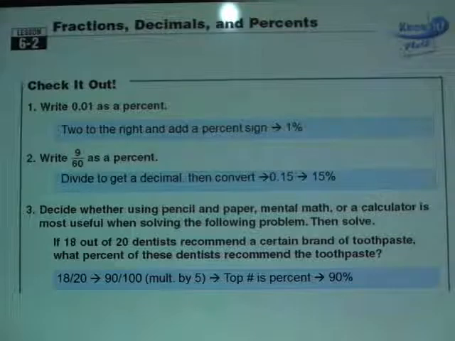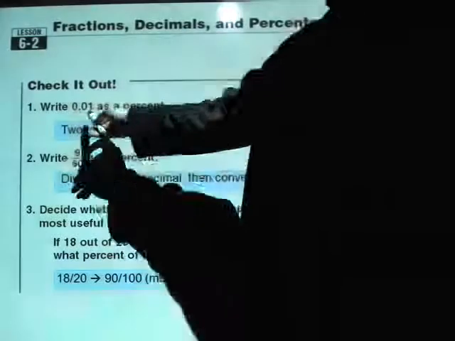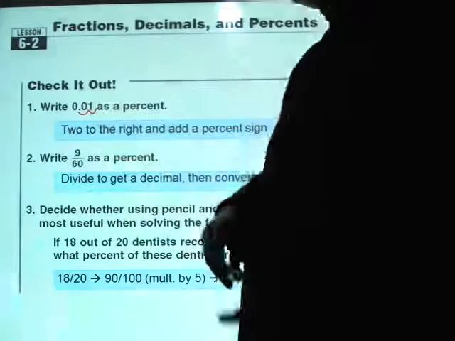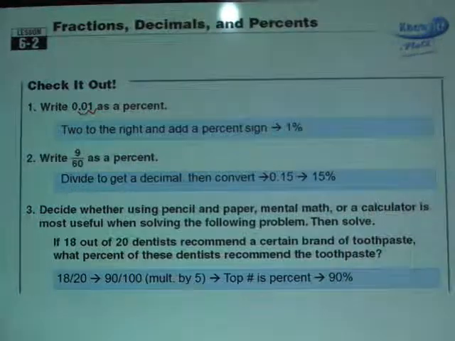All right, so let's go ahead and take a look at the check it out examples here. Number 1, we're writing 0.01 as a percent. Well, as you can see, as it says there, we're going to move that decimal 2 places to the right and add a percent sign. So when I go 2 to the right here, that's going to give me 1, add a percent sign on the end, and that's 1%.